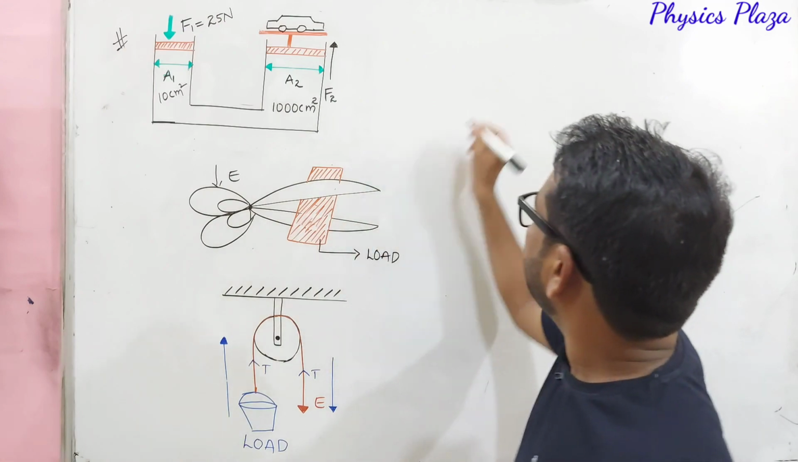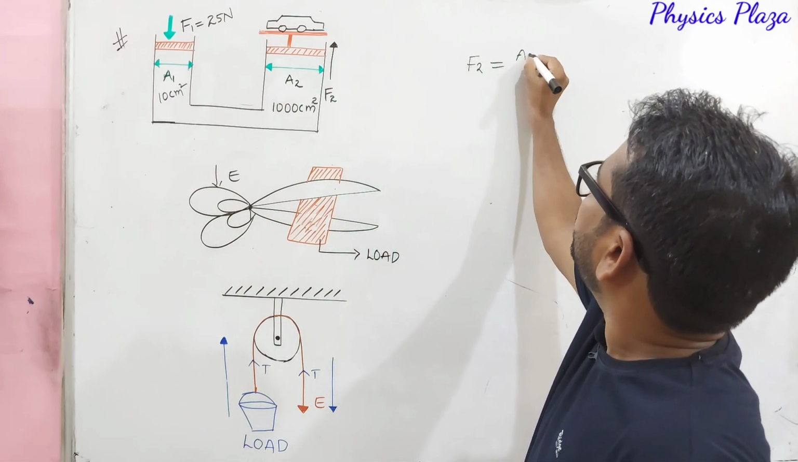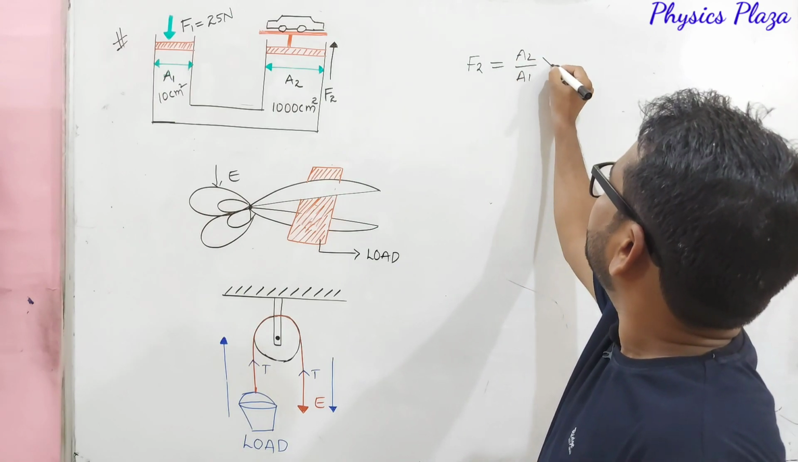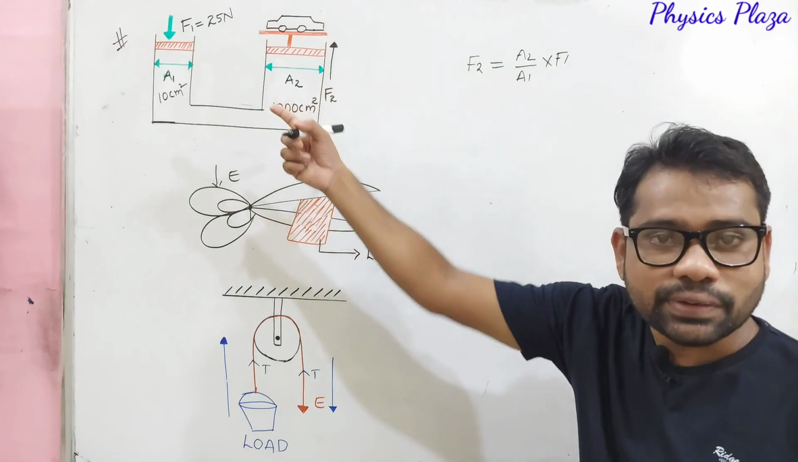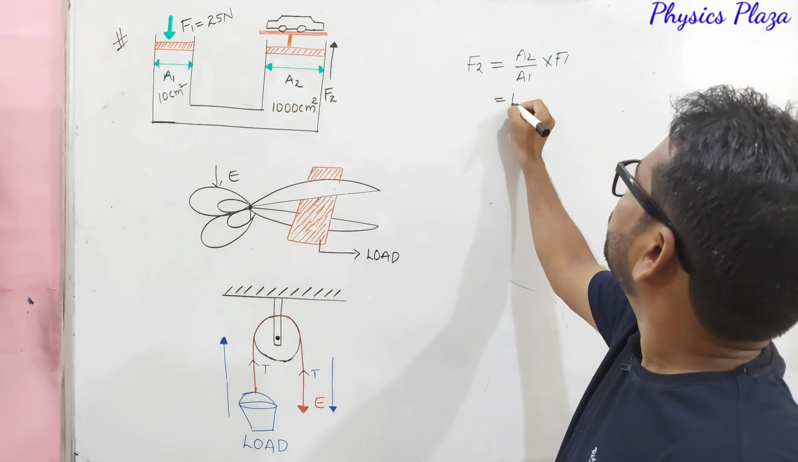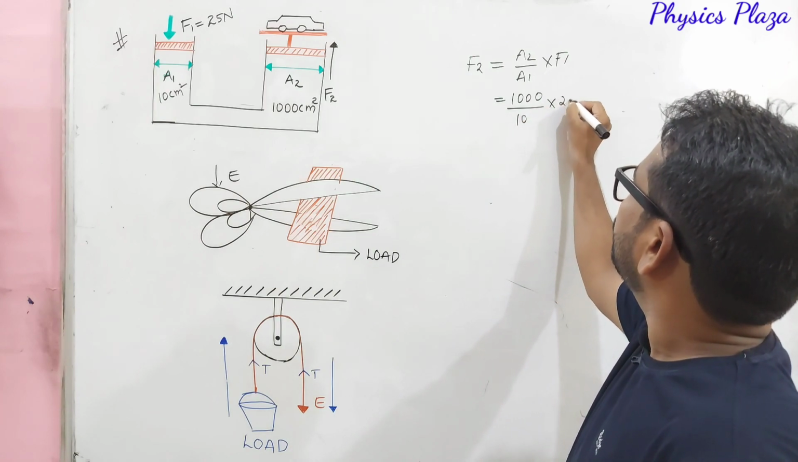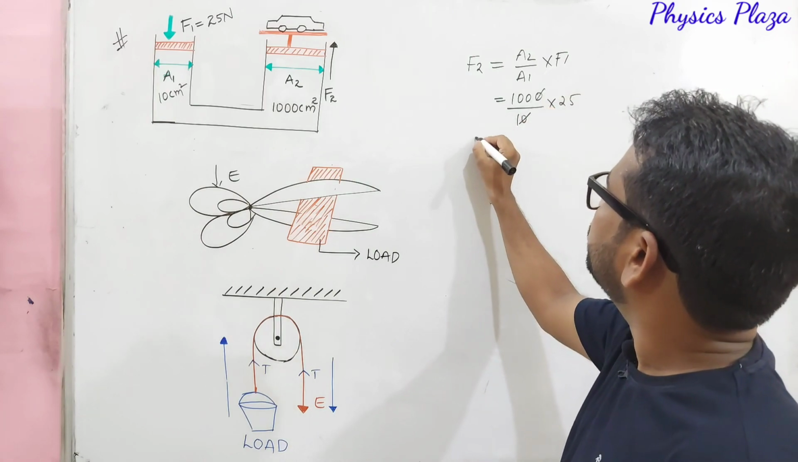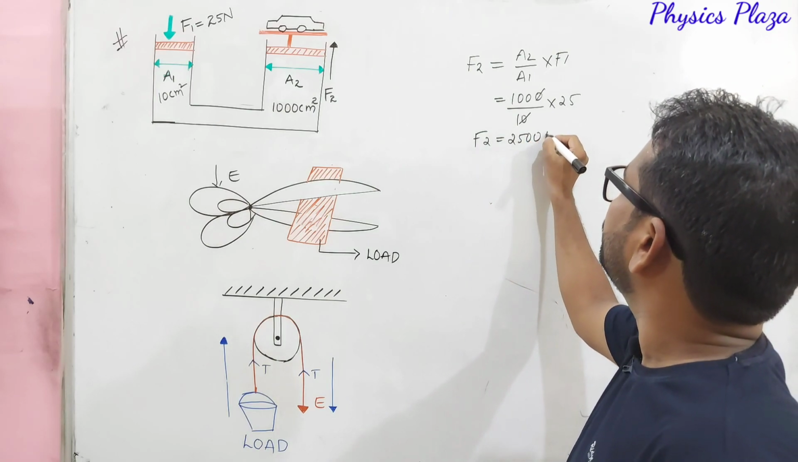For that, we have this formula: F2 is equal to A2 by A1 into F1. Here all values are given; just for example, we have taken this. It is 1000 by 10 into 25. Zeros cancel, so F2 is equal to 2500 newtons.